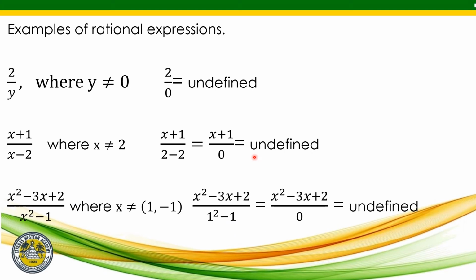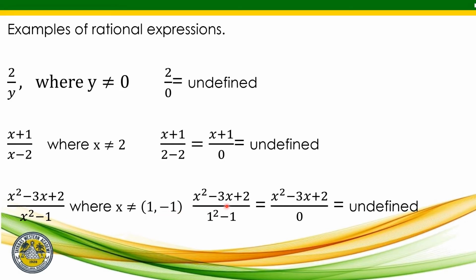Our last example of rational expressions is x squared minus 3x plus 2 over x squared minus 1. So, ano yung dalawang number na kapag pinag-multiply natin at sinubtract natin sa 1, ang sagot ay 0. So, meron tayong dalawang pwedeng sagot. So, where x is not equal to 1, so yung x dapat hindi maging equal to 1, and negative 1.